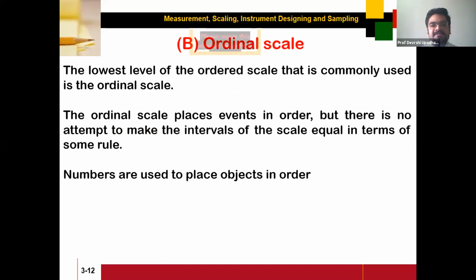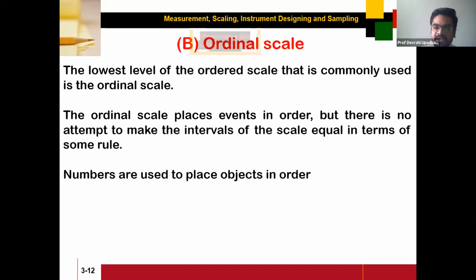Next scale is the ordinal scale. It is the lowest level of the ordered scale that is commonly used. That means ultimately you are giving order. Whatever the data or factors you have identified, you are just giving them an order, as the name suggests, an ordinal scale.